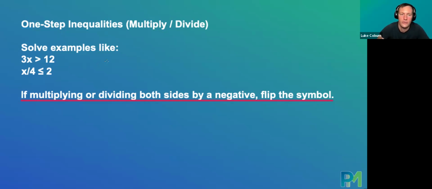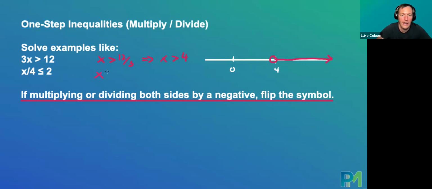If this was an equation, I would just divide across by 3. So x is greater than 12 over 3, and that tells me that x is greater than 4. I could draw that on a number line: there's 0, there's 4, and then the line goes like this. That's how I would do that.